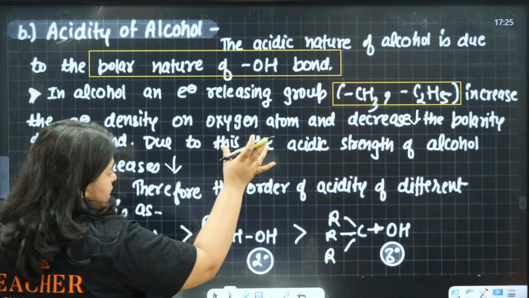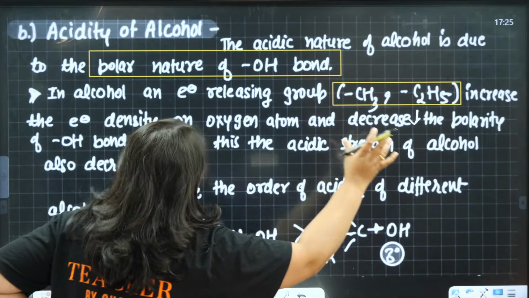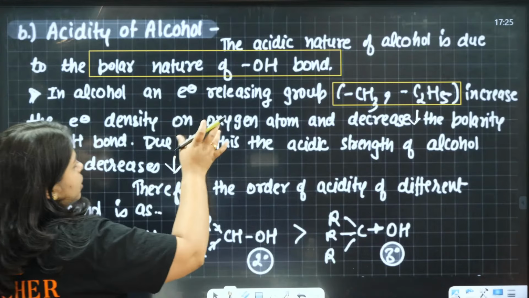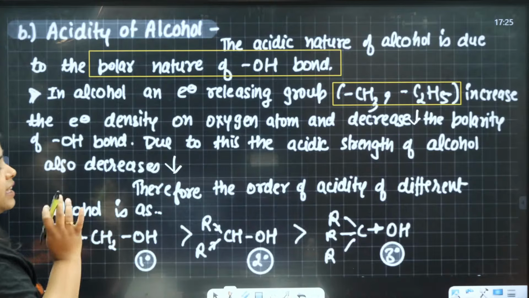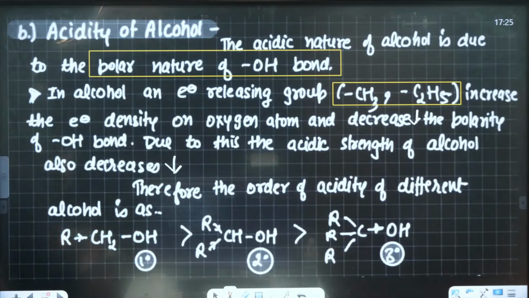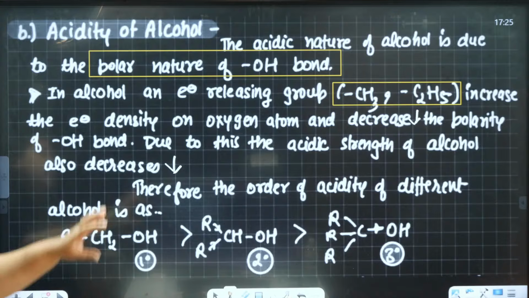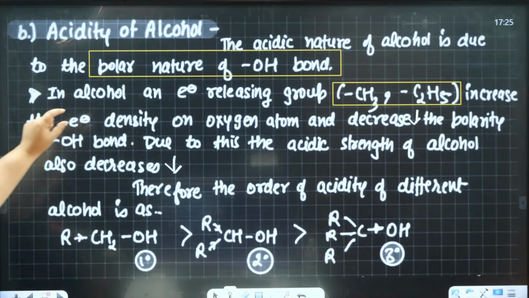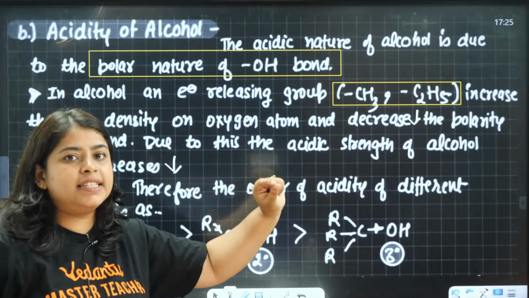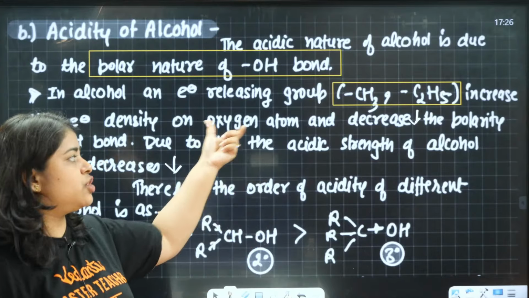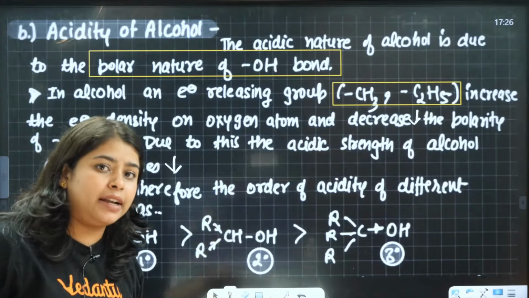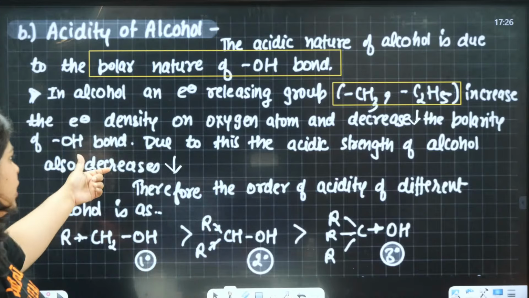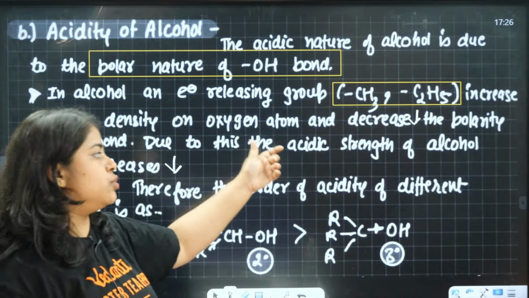Increase in the electron density of the oxygen atom leads to a decrease in the polarity of the OH bond. This is what decides the acidic strength.